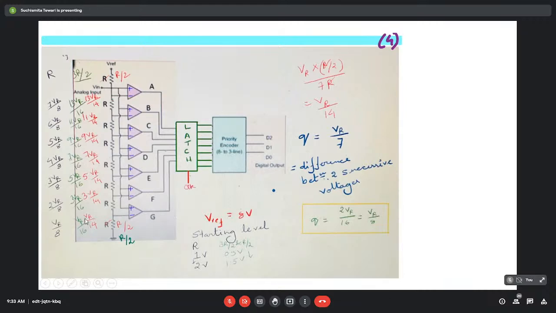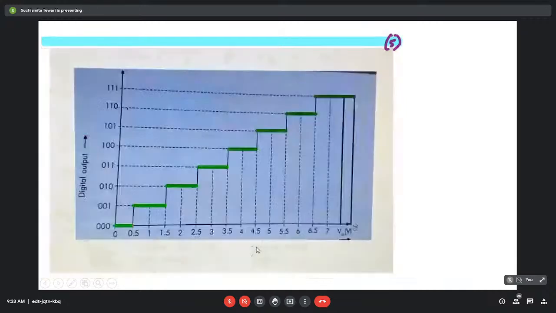But the difference between these two voltages is 1. 3 VR by 16 minus VR by 16, if you calculate it, you will find the difference between two successive voltage levels is 1 volt. But the starting value would be different. That will start from 0.5 volt. So from when it is crossing this 0.5, it will jump to the next step, that is 0, 0, 1. Then after 1 volt interval, again it will jump. So at 1.5, it is jumping from 001 to 010, and so on it will go.